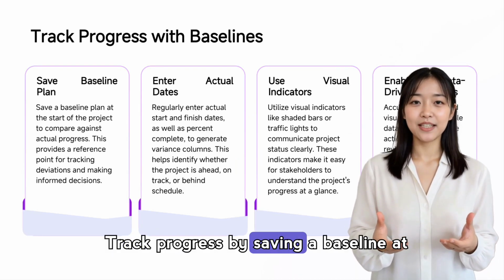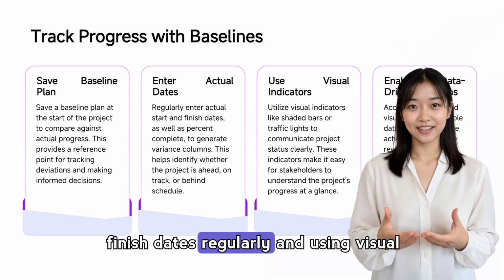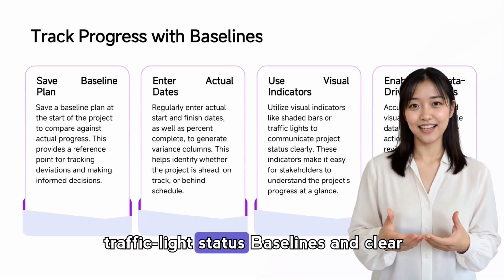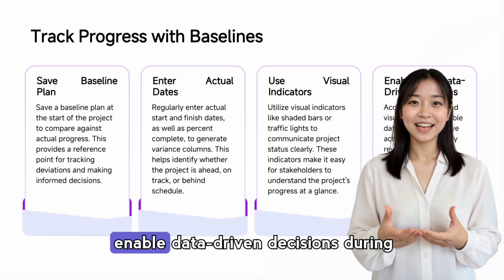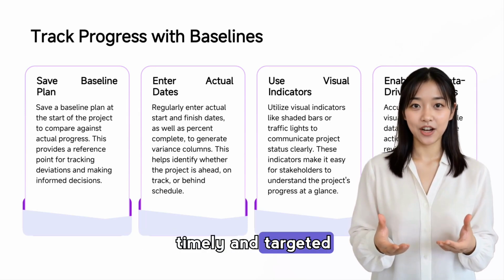Track progress by saving a baseline at the start, entering actual start and finish dates regularly, and using visual indicators like shaded bars or traffic light status. Baselines and clear visuals make variance obvious and enable data-driven decisions during reviews so corrective actions are timely and targeted.